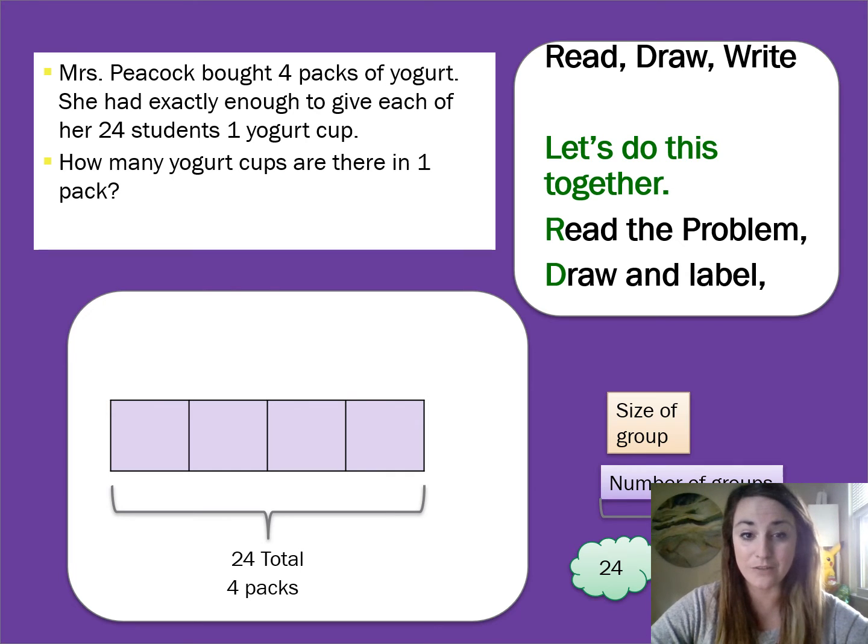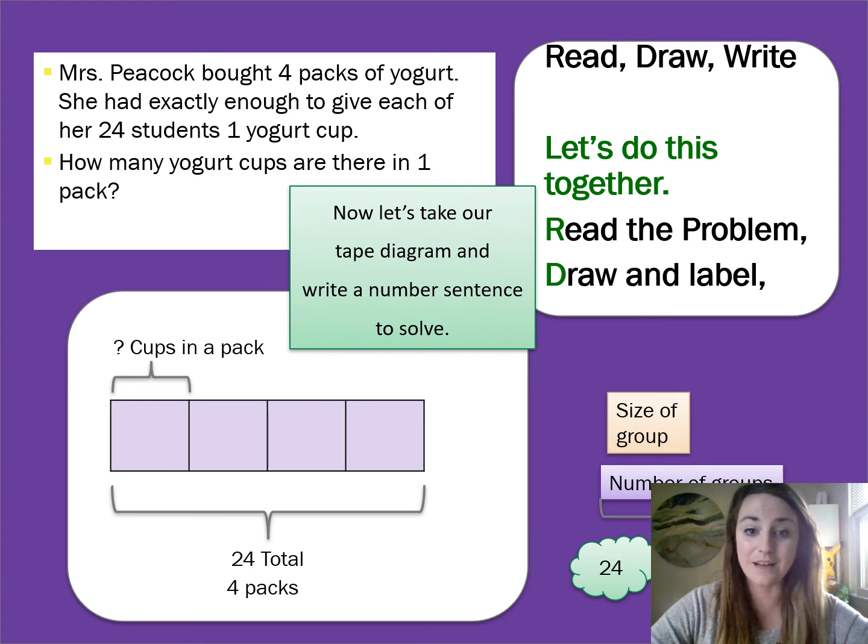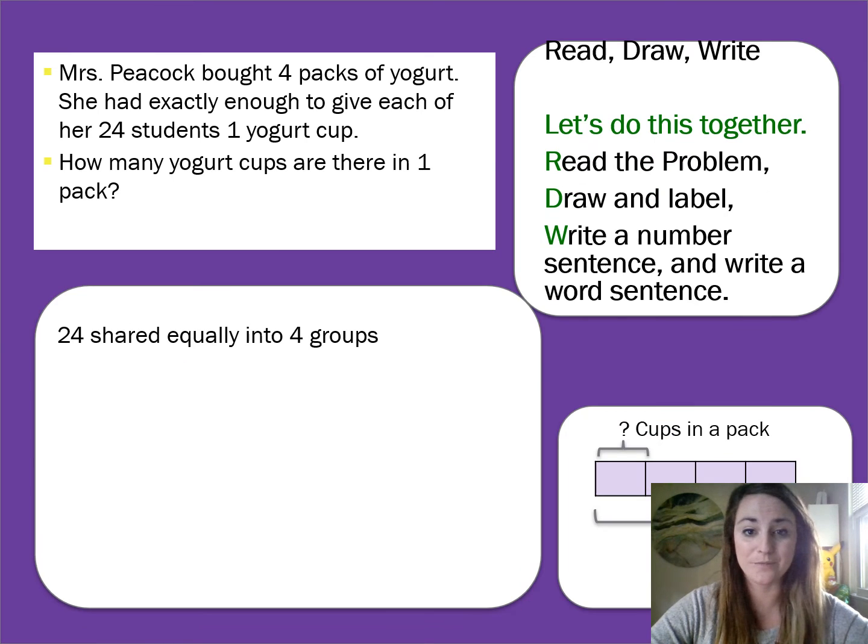I'm also going to note that I have 4 packs since I know I have 4 groups. I'm going to note that I don't know how many cups are in each pack. I'll do that by putting a question mark in a pack. Take a moment to write what you see. Now, let's take our tape diagram and write a number sentence to solve.